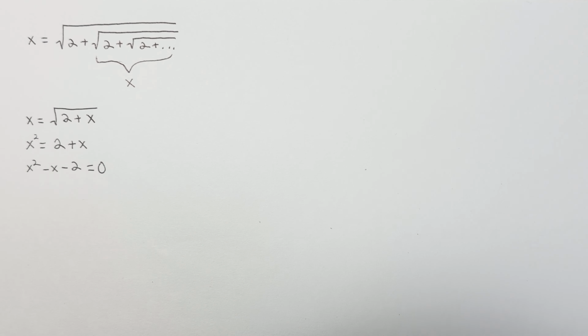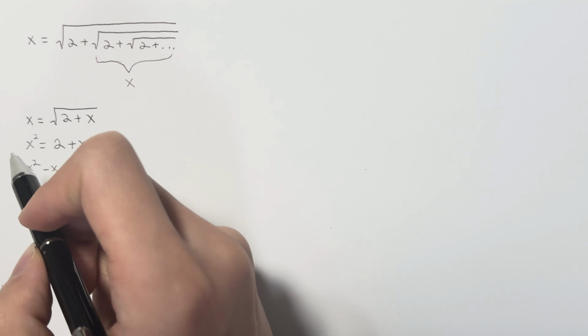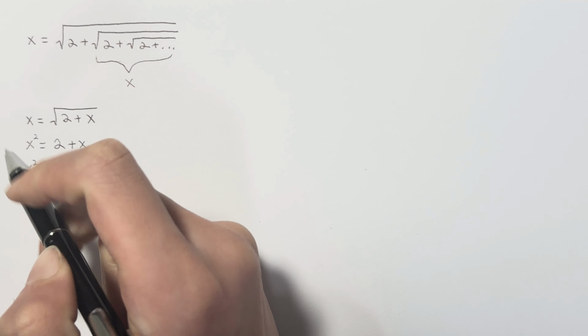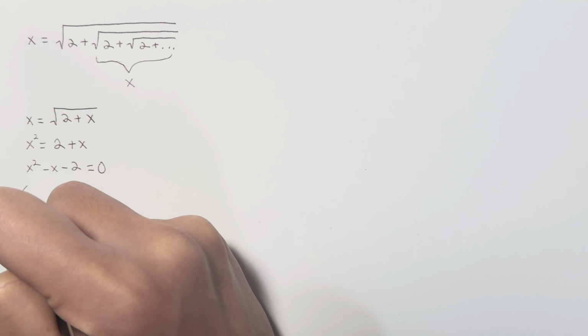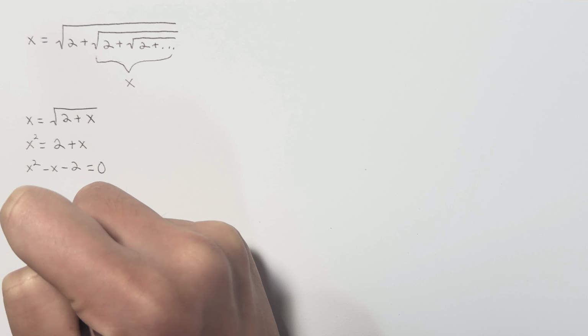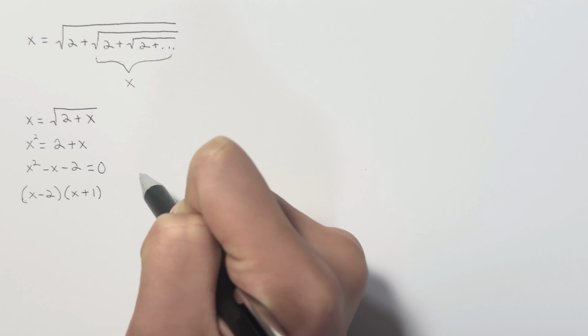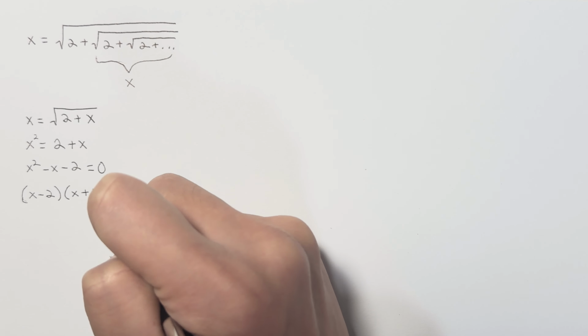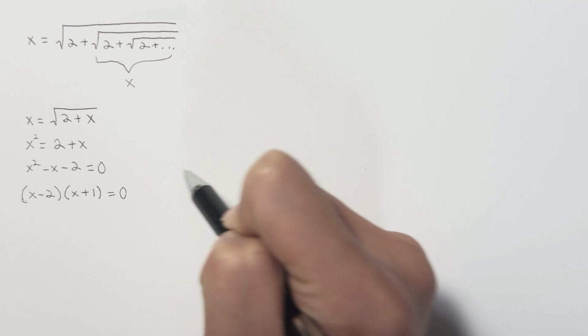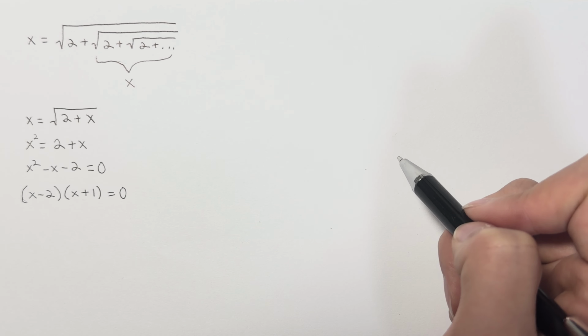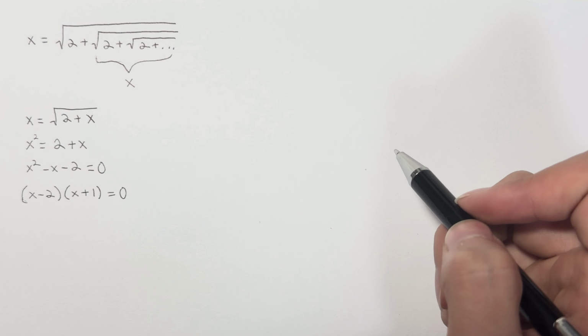Now factor, we need two numbers that multiply to -2 and add to -1. That's -2 and +1. So we can factor this into x minus 2 times x plus 1 equals 0. So x equals 2 or x equals -1.